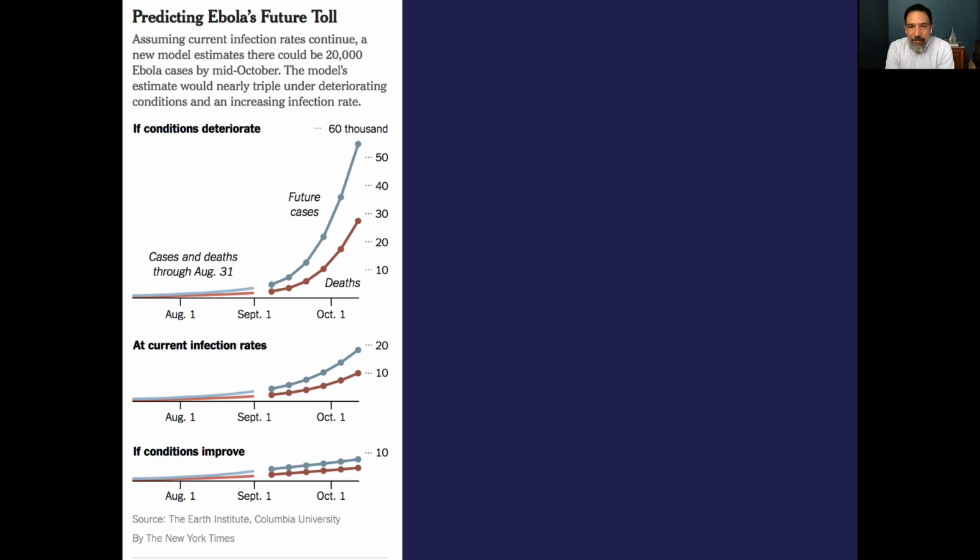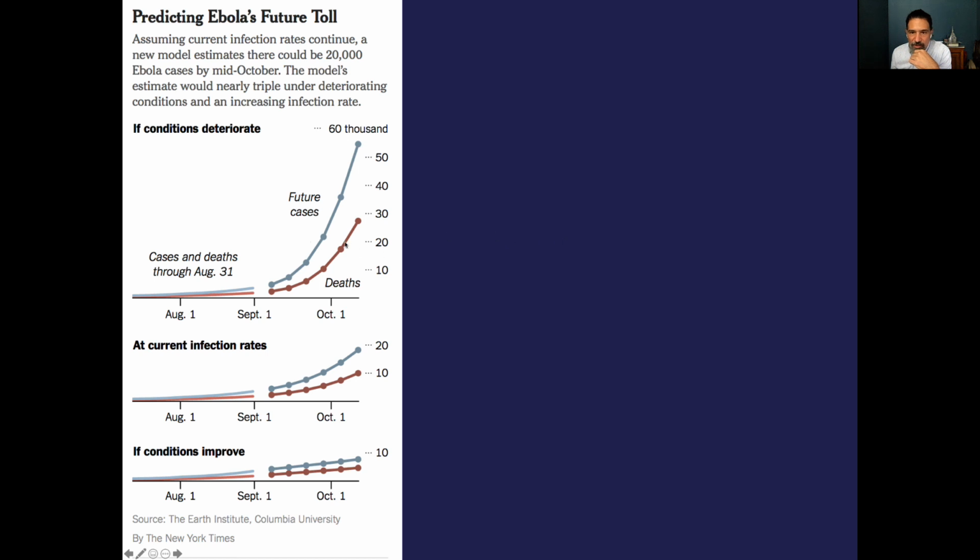During the West African Ebola outbreak in 2014, there were several models that were developed to try to predict outcomes under different scenarios. The New York Times presents here on the left some results from Columbia University's Earth Institute's model, and it shows the actual number of cases leading up to August 31st, I believe it was, and then predictions about cases and deaths under different scenarios on the right here.